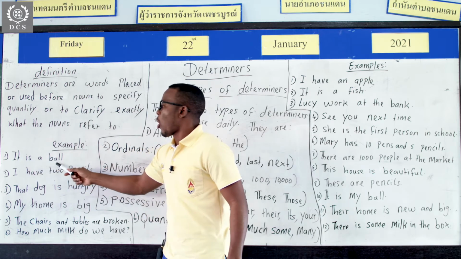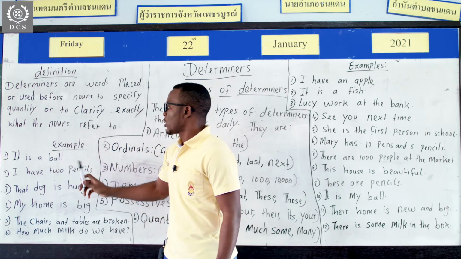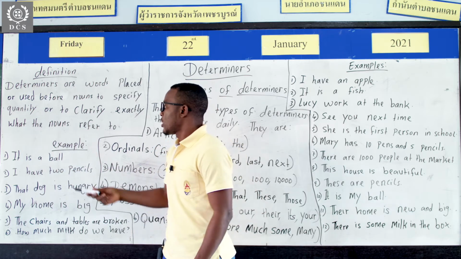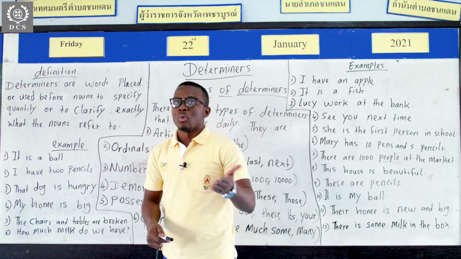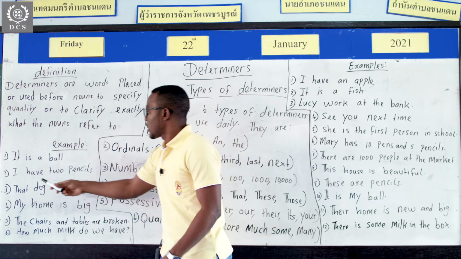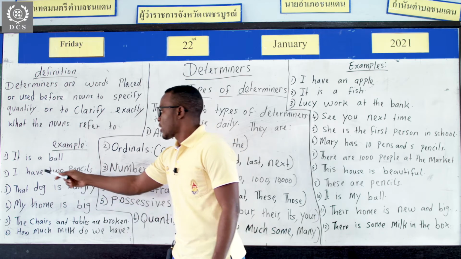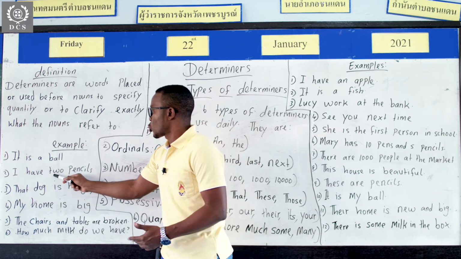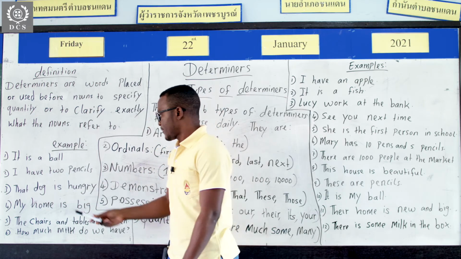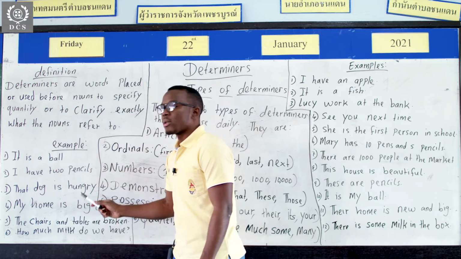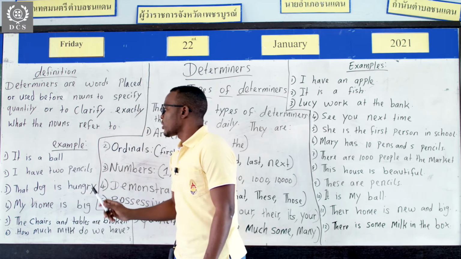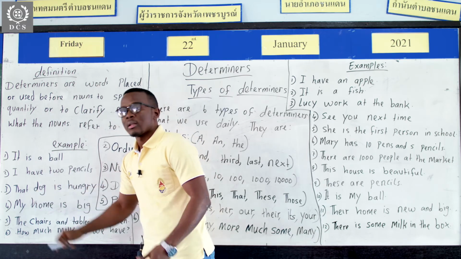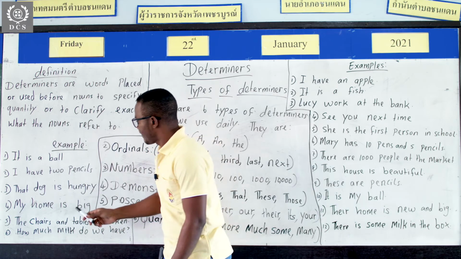It is a ball. We know ball here is a noun, right? It's the name of an object. So a will be a determiner. I have 2 pencils. Pencils here are nouns. So 2 here is a determiner. That dog is hungry. Dog is a noun. So that is a determiner.